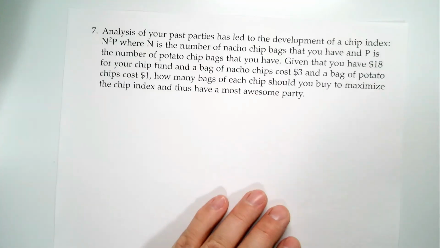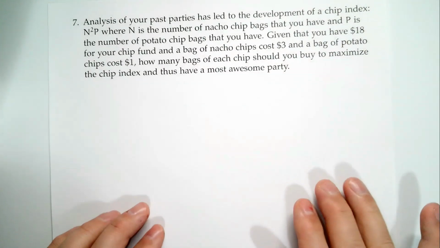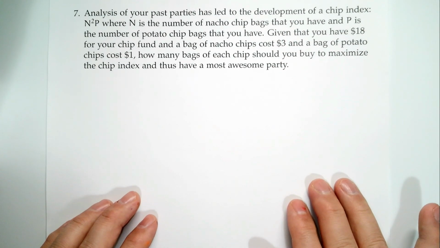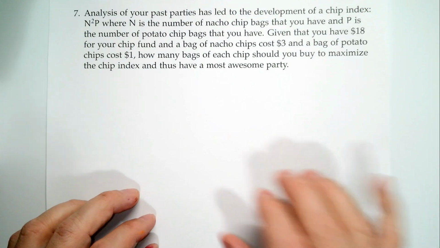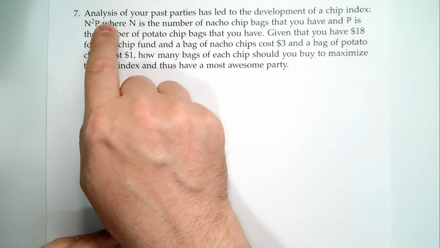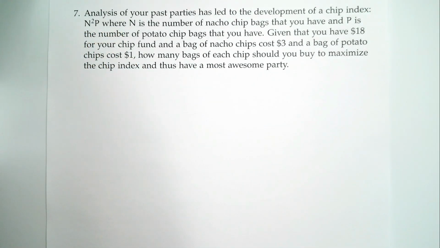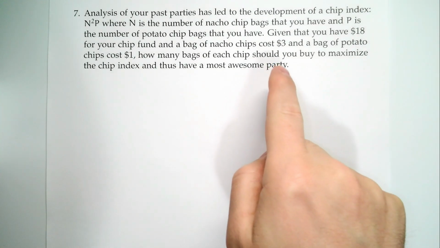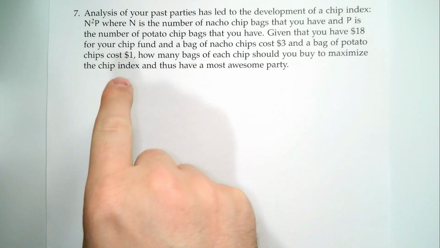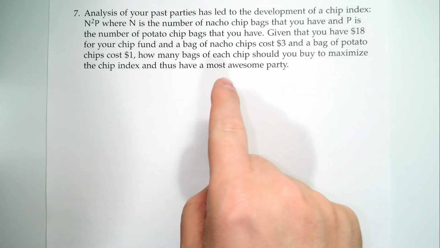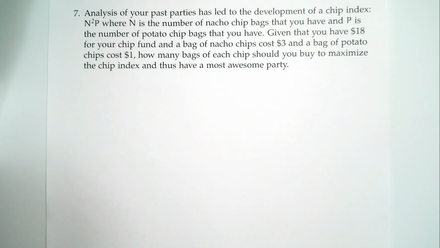Number 7. Analysis of your past parties has led to the development of a chip index, n squared p, where n is the number of nacho chips bags that you have, and p is the number of potato chip bags that you have. Given that you have $18 for your chip fund, and a bag of nacho chips costs $3, and a bag of potato chips costs $1, how many bags of each chip should you buy to maximize the chip index and thus have a most awesome party?